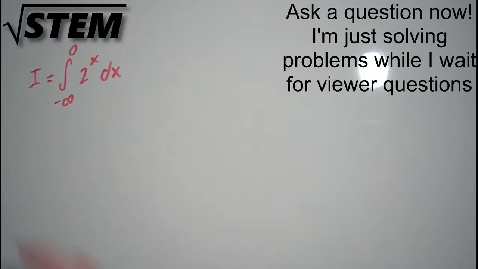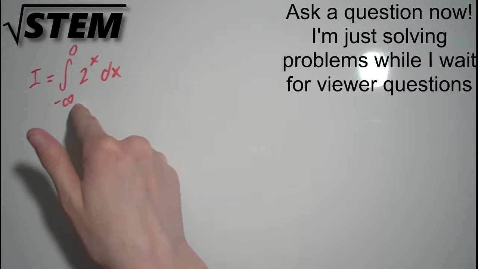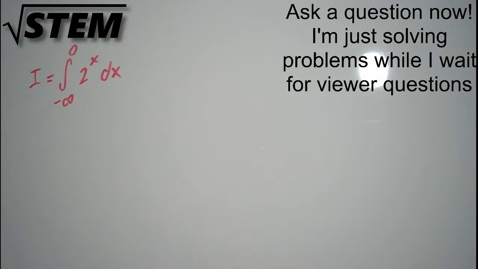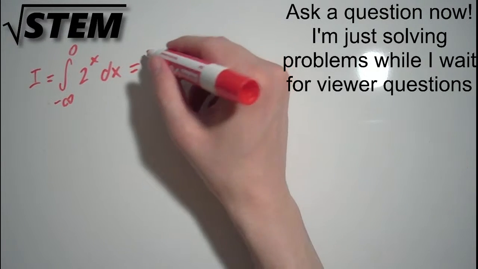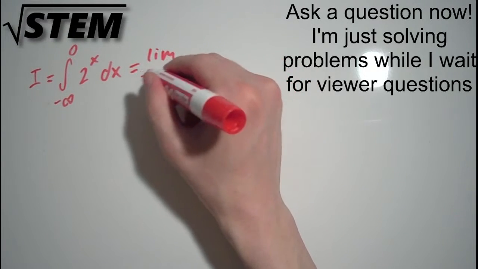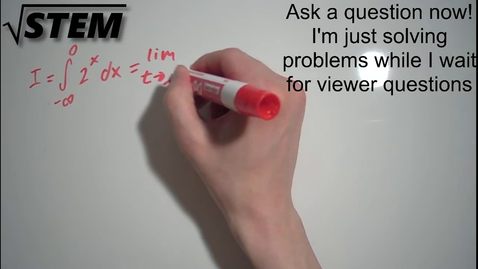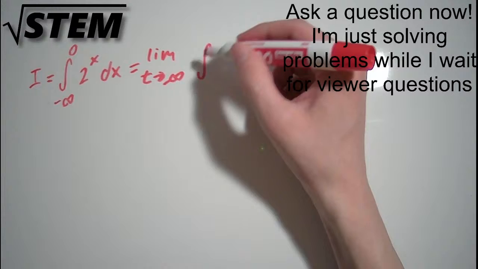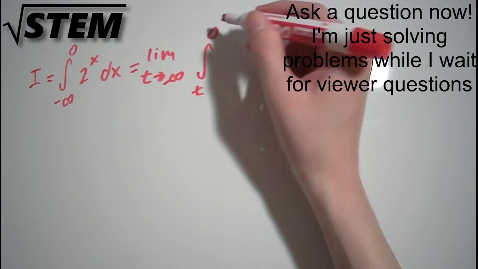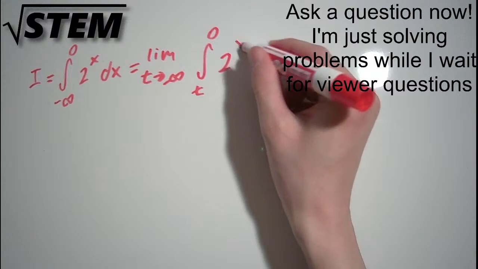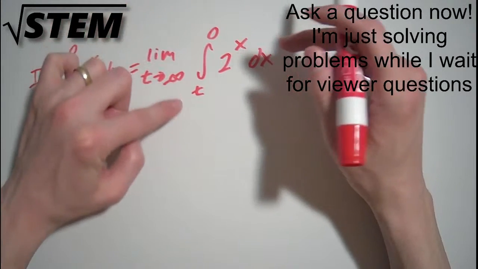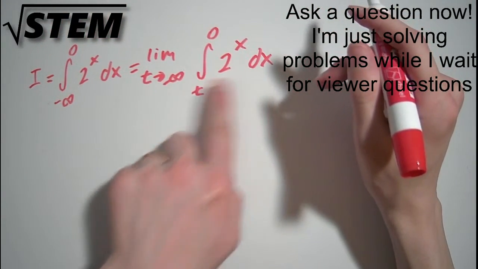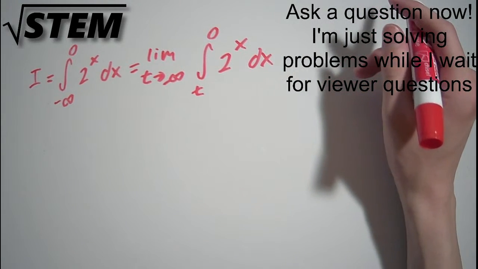So, the problem here, of course, is that we have an infinite boundary. So we're going to do the same thing that we did before. We can't just plug infinity into here, so we're going to replace it with another variable name. We'll call it t. Then we'll take the limit as t goes to negative infinity. Now we just have a regular definite integral with a finite number, and once we evaluate it, we'll take the limit to see if it's going to converge to a number or not.